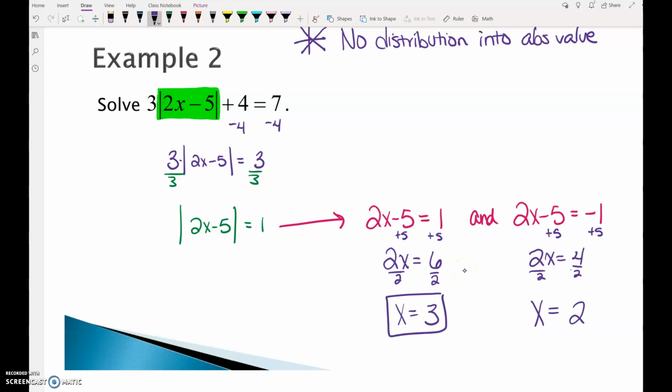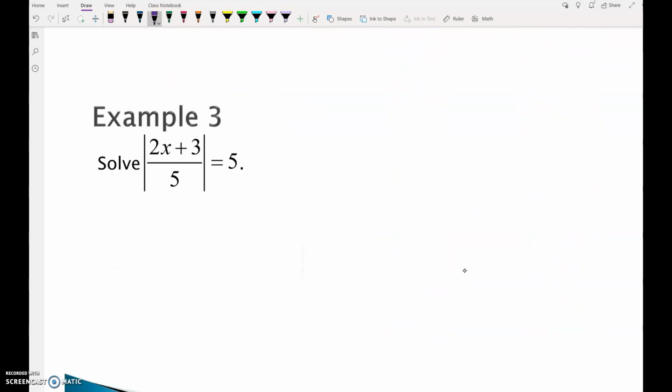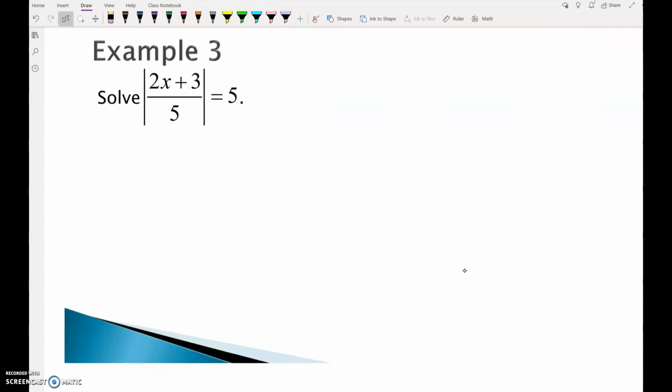Your 2 solutions are x equals 3 and x equals 2. It will often say check your solutions. Honestly, if you have absolute value blah blah blah equals a number, you don't really need to check your solutions. If we plug 3 in here, if we plug 2 in here, both of them will make that equation equal 7, so everything will be fine.